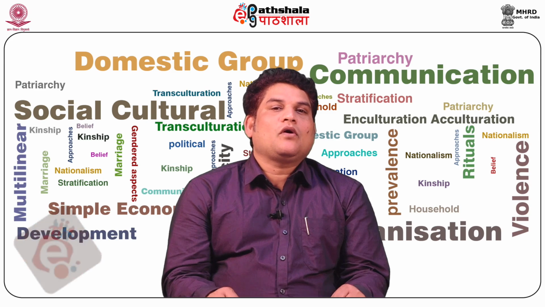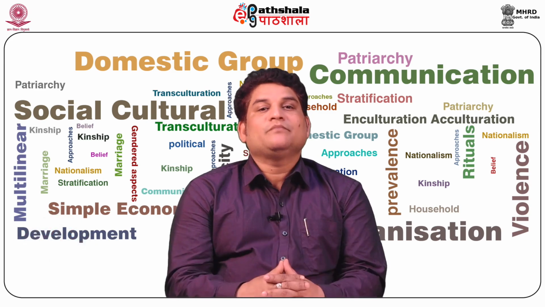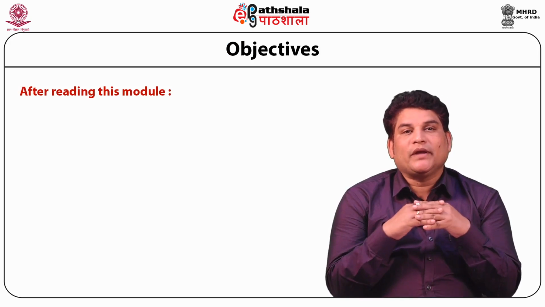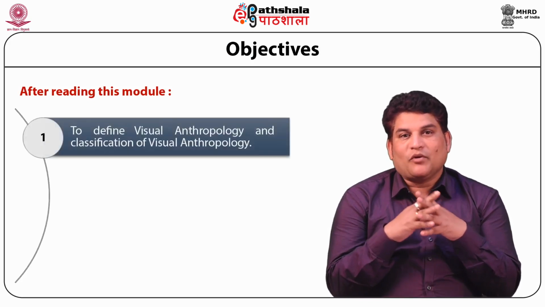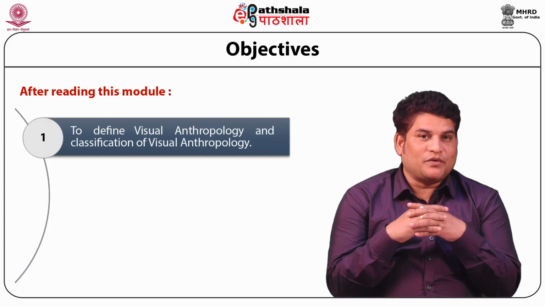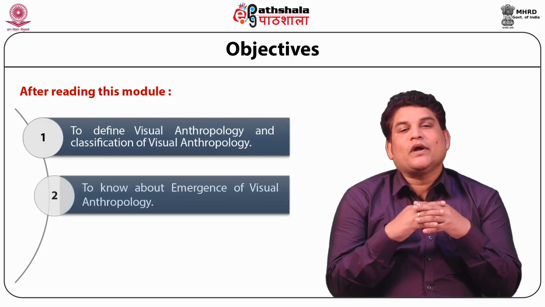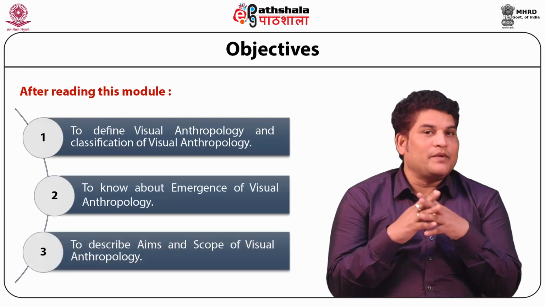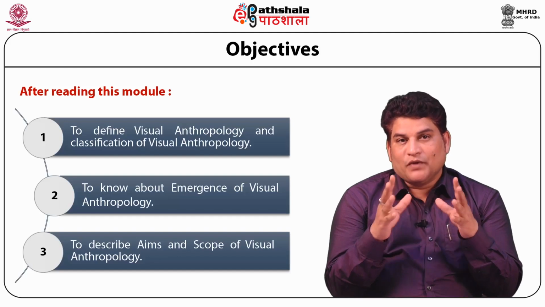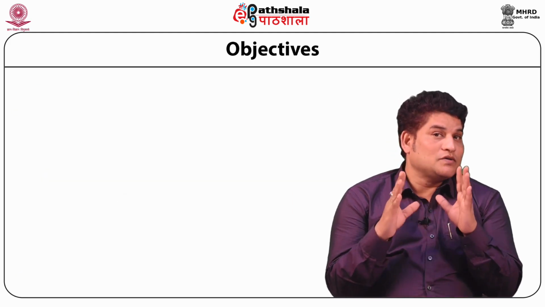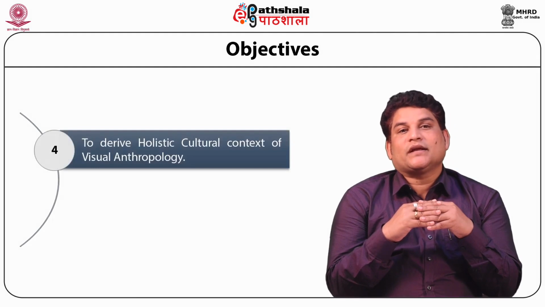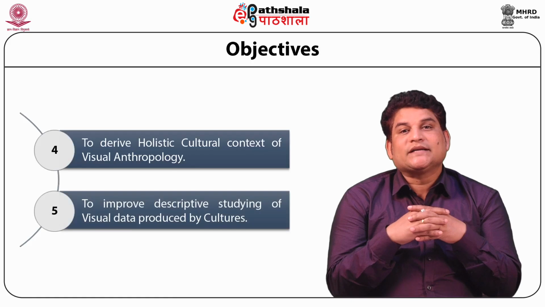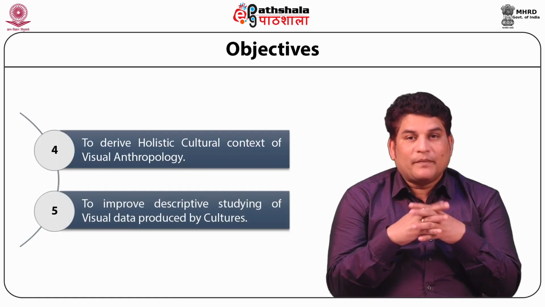Today we are going to talk on the module Visual Anthropology from the paper Socio-Cultural Anthropology. After reading this module, the learner will be able to define visual anthropology and its classification. He will also be able to know about the emergence of visual anthropology, describe the aims and objectives of visual anthropology, derive the holistic cultural context of visual anthropology, and improve descriptive study of visual data produced by cultures.